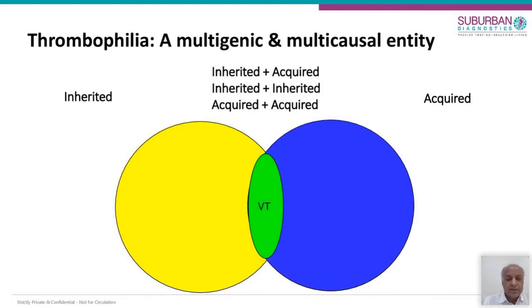And therefore, just because somebody inherits a defect, which will lead, or theoretically will lead, to increased tendency to thrombus formation, does not necessarily translate into clinical thrombosis unless and until there are other factors which superimpose on them, or they interact with the pre-existing factors. So this is something which we have to keep in mind.